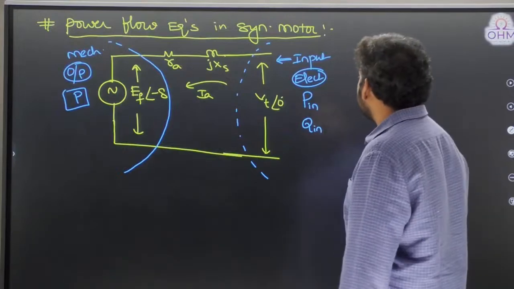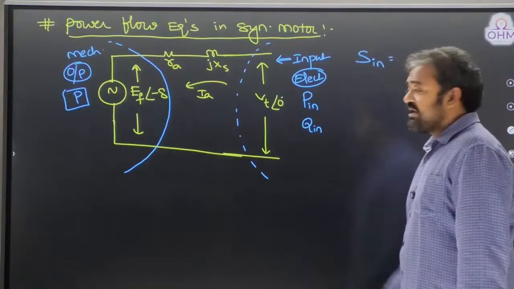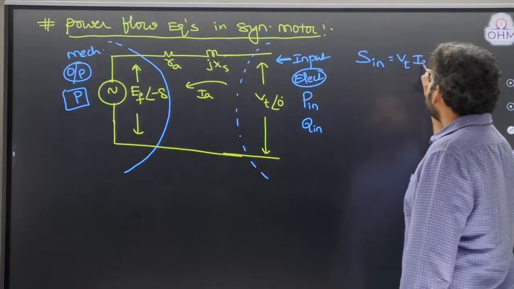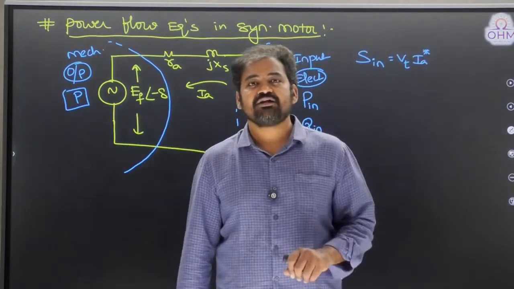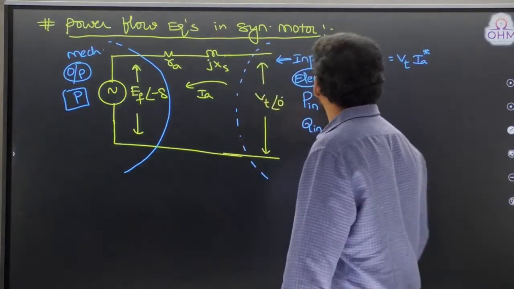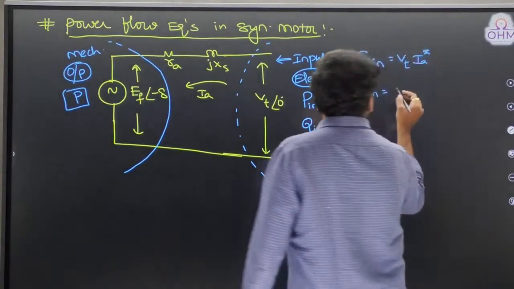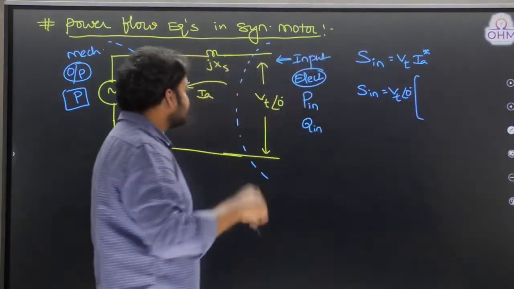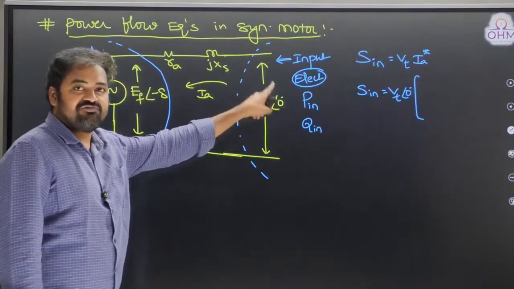So first we will try to develop complex power input. Can I say complex power input will be simply Vt into Ia conjugate? Yes, that is input side. Whereas in generator, Vt into Ia conjugate is output. So if I proceed further, complex power input is equal to Vt at an angle 0. Now look at the armature current. It was flowing from Vt to Ef.